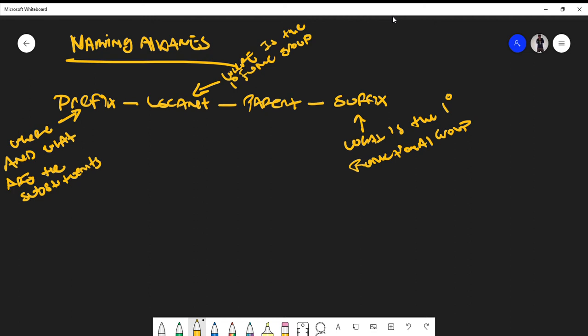Now, the parent tells us how many carbons there are. And so this is the idea of naming alkanes.